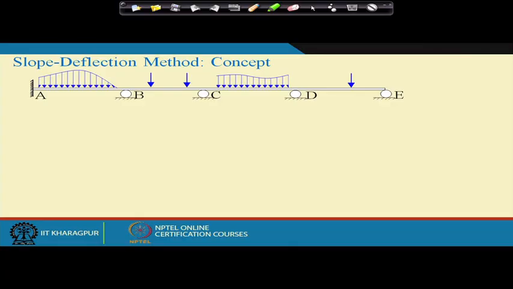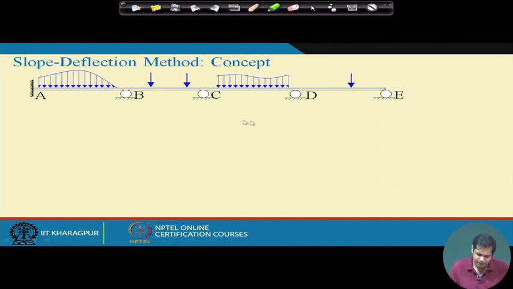Okay. Now let us try to understand the method through the same example that I used to demonstrate the concept of displacement method as a whole. This is a continuous beam which is subjected to some external load. This is an indeterminate structure and the degree of static indeterminacy is 4, right.